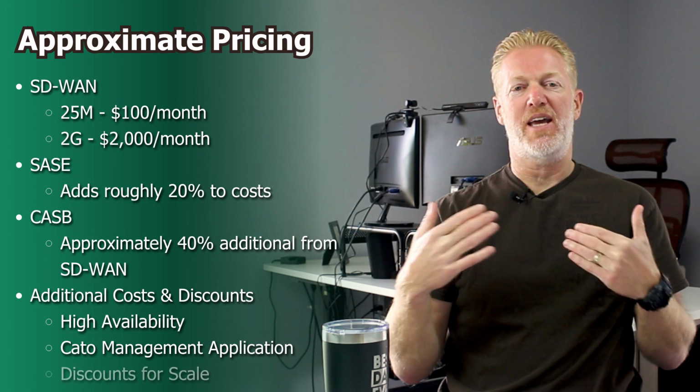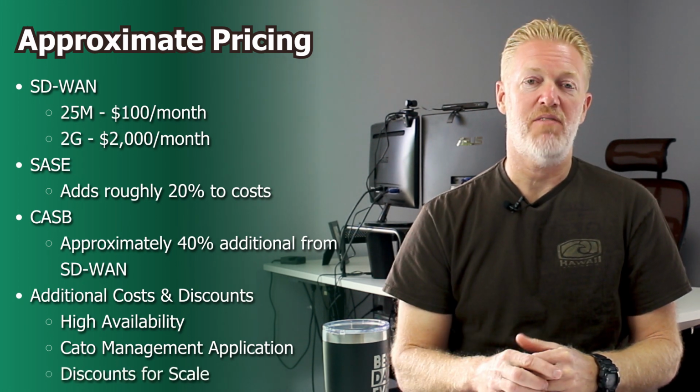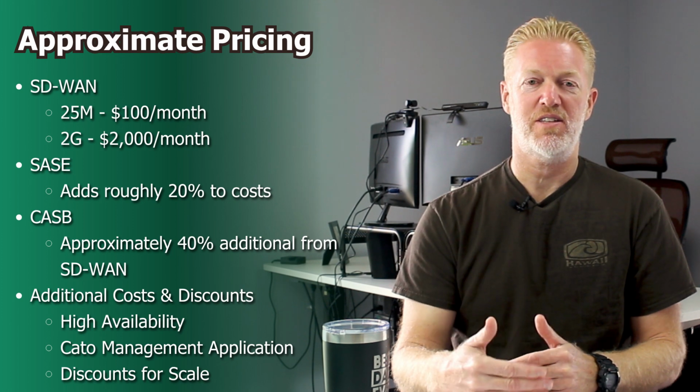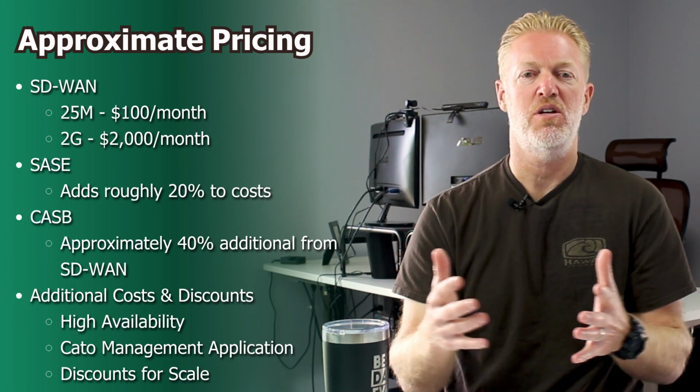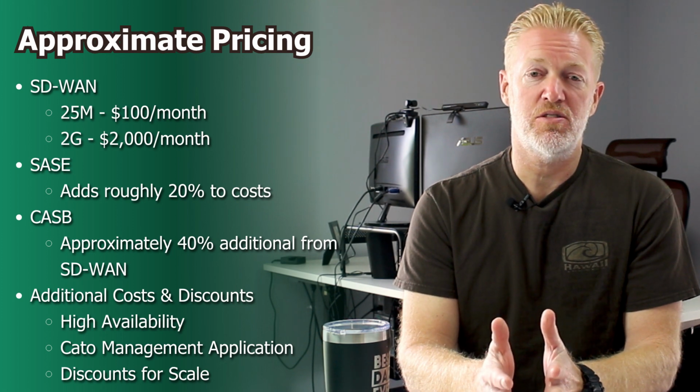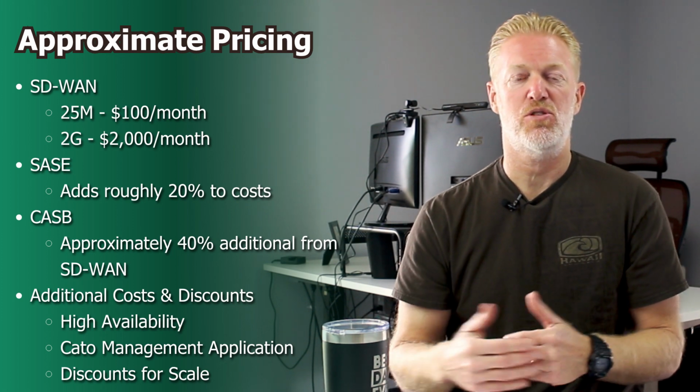And again, accounting for scale, how many locations does your company have? That is going to factor in terms of discounts. So that gives you a general idea of how much Cato Networks costs for their SD-WAN service, their SASE service, their CASB service, things like that.